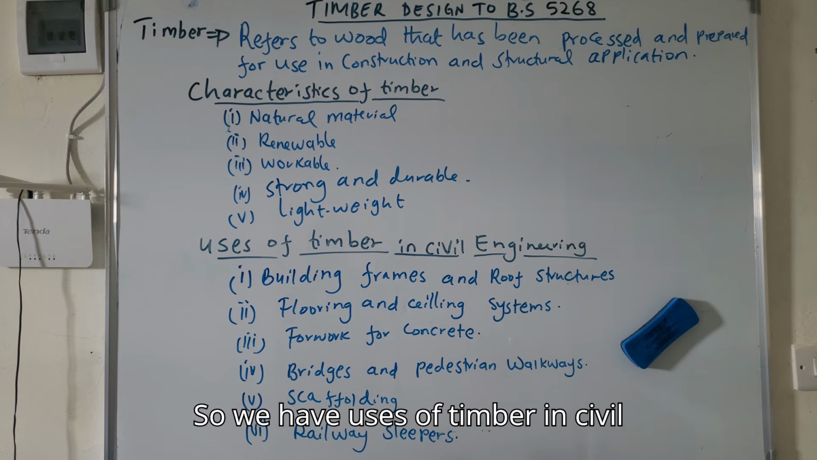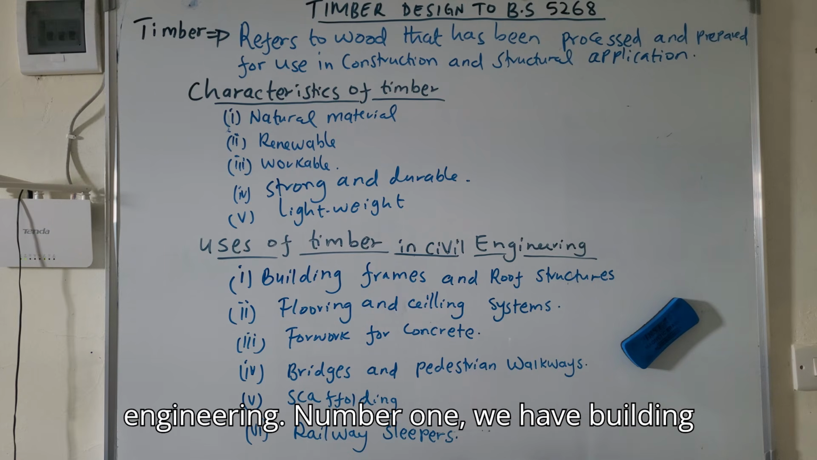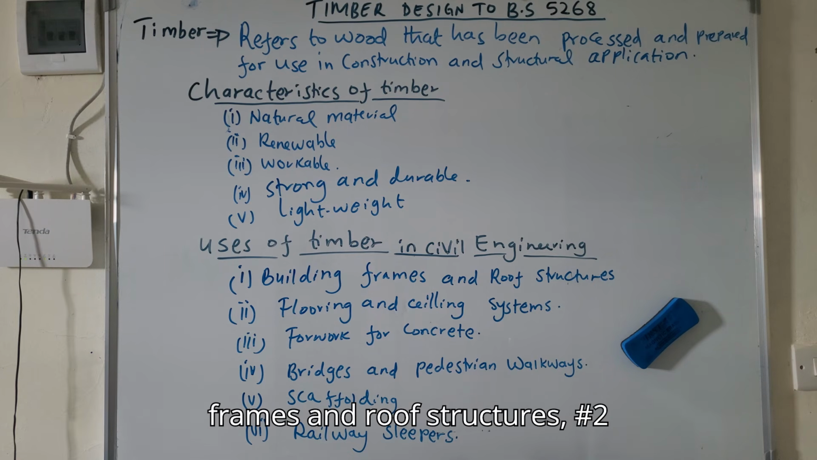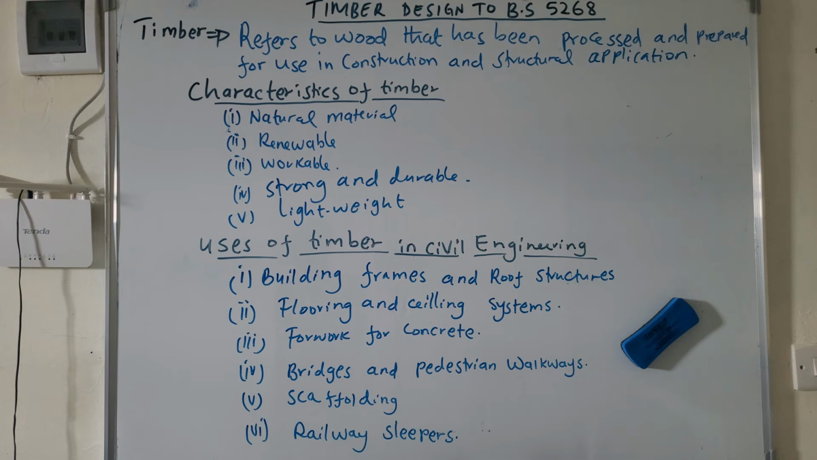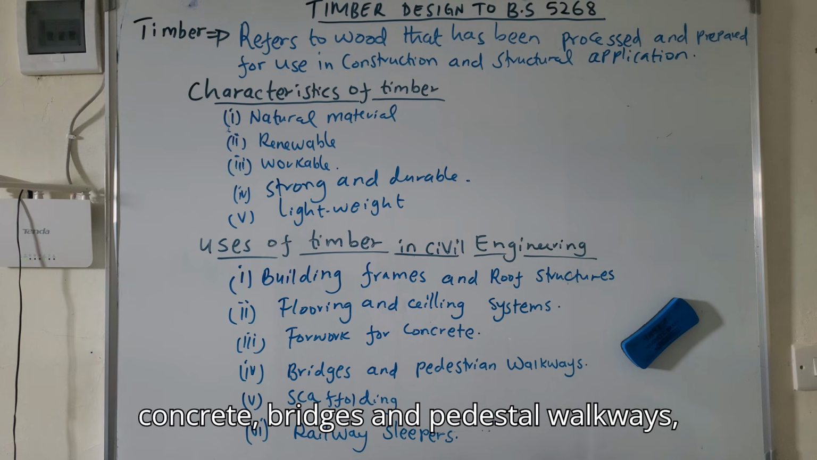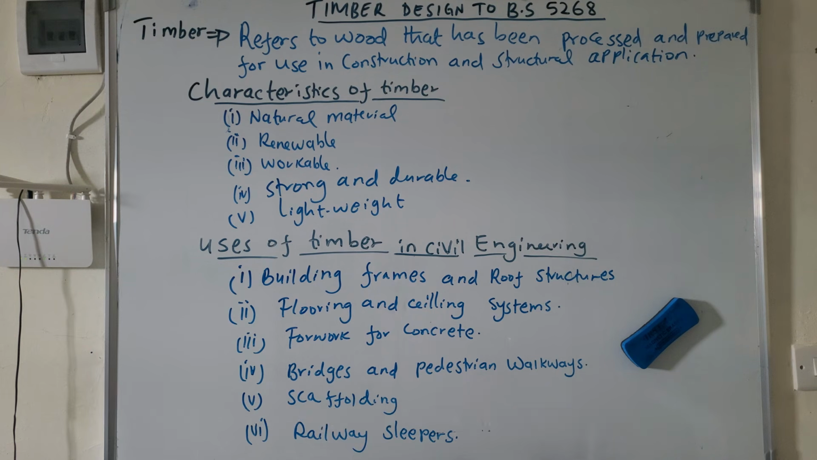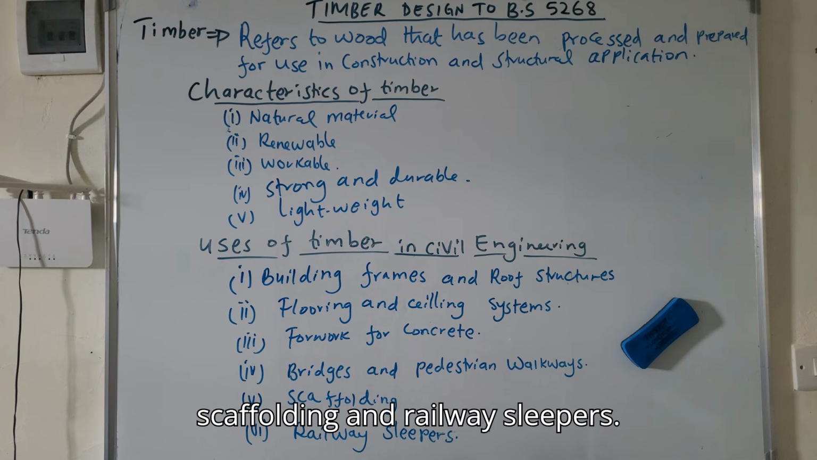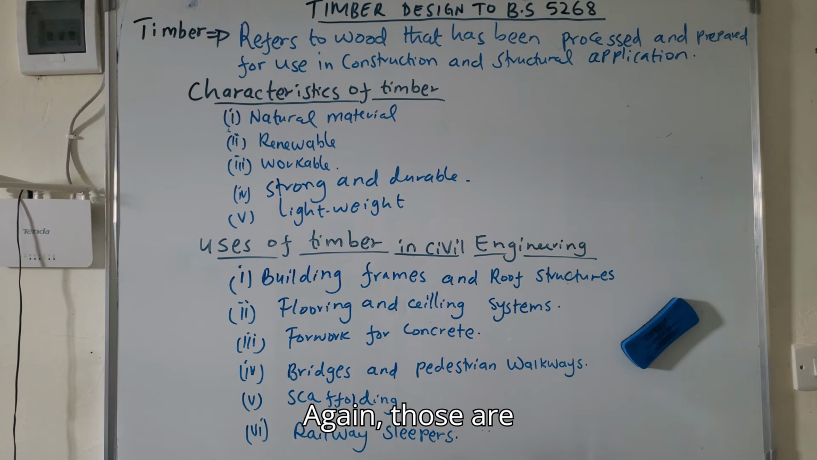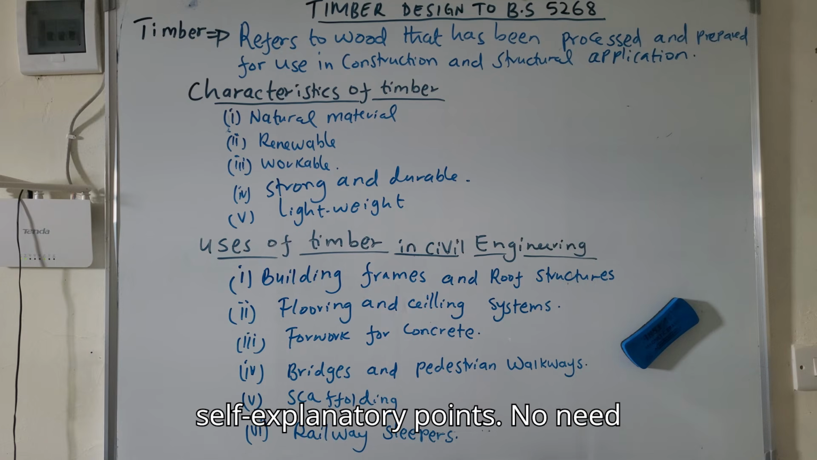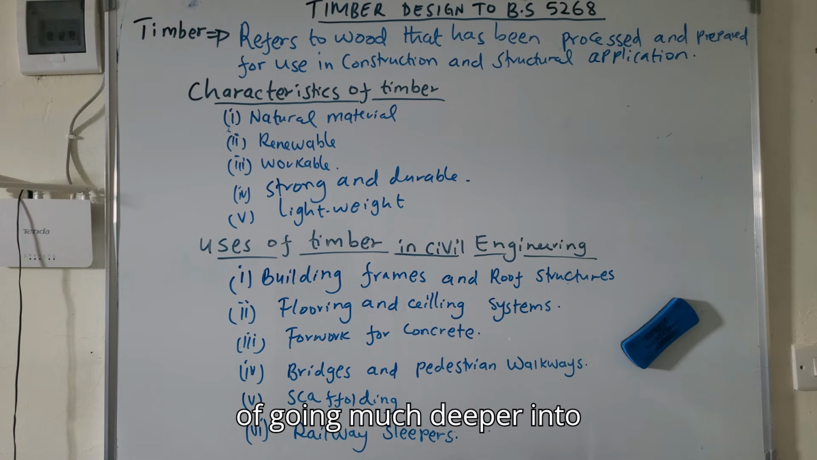So we have uses of timber in civil engineering. Number one, building frames and roof structures. Number two, flooring and ceiling systems. Number three, formwork for concrete, bridges and pedestrian walkways, scaffolding, and railway sleepers. Again, those are self-explanatory points. No need of going much deeper into them.